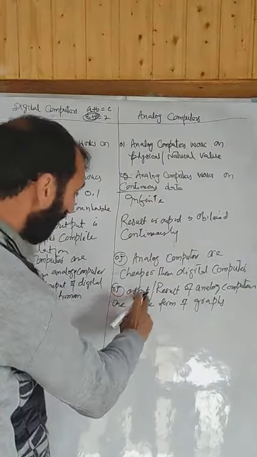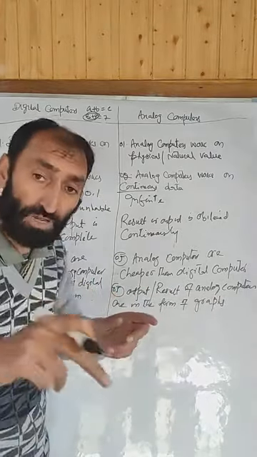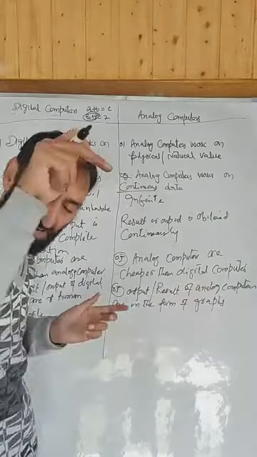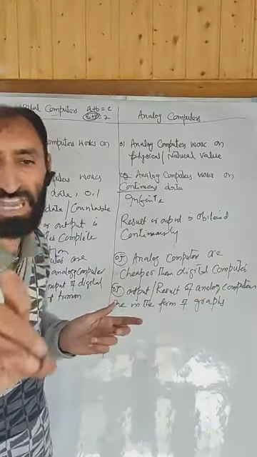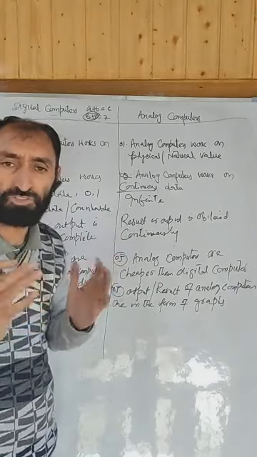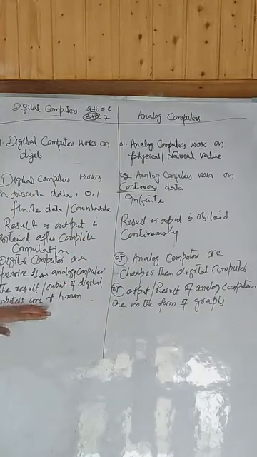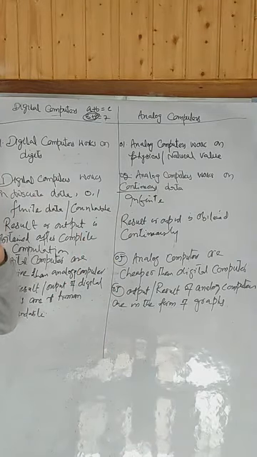The output or result of analog computers are in the form of graphs, which requires a special training, special knowledge in order to understand those graphs. Whereas in case of digital computers, such training, such knowledge is not required.